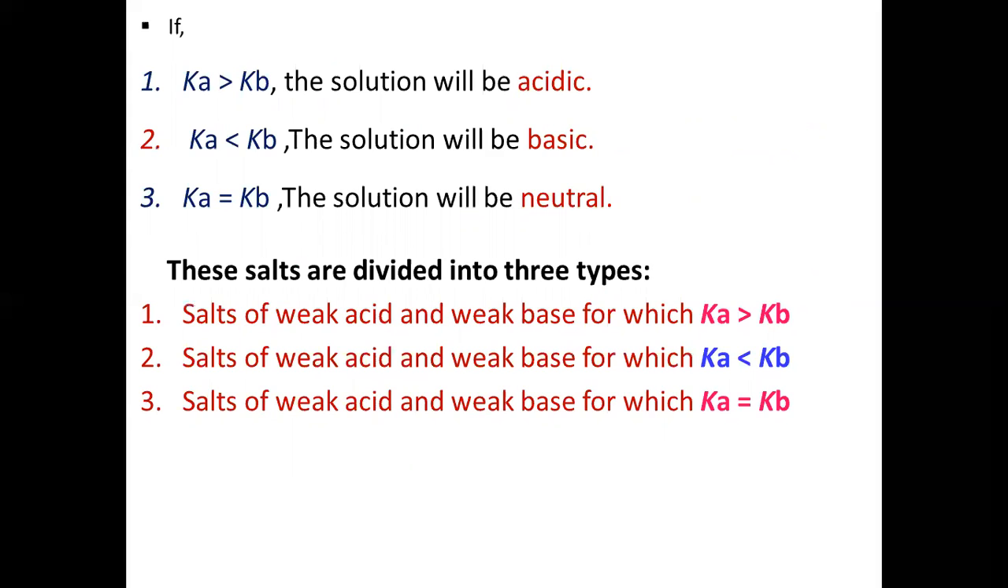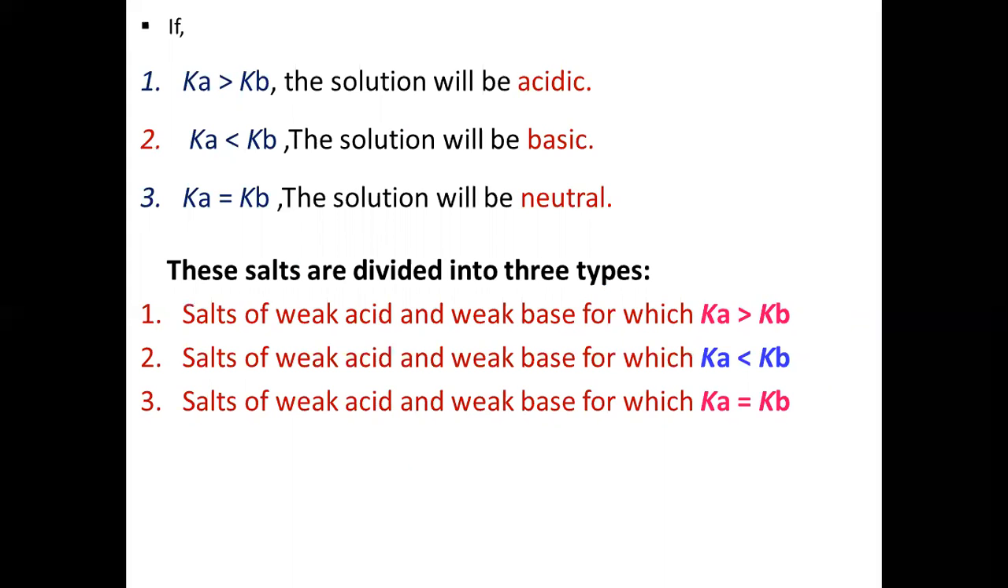Consider Ka and Kb. As we know, Ka is the dissociation constant of a weak acid and Kb is the dissociation constant of a weak base. We already discussed that in lecture number 2 in Ostwald's dilution law, right? Ka is the dissociation constant of the weak acid and Kb is the dissociation constant of the weak base. So there are 3 cases.